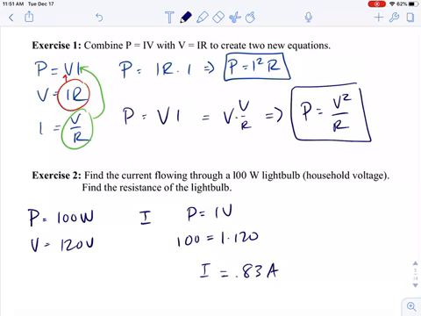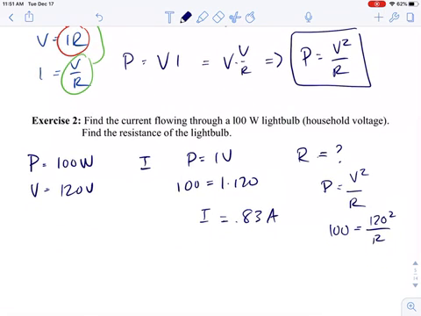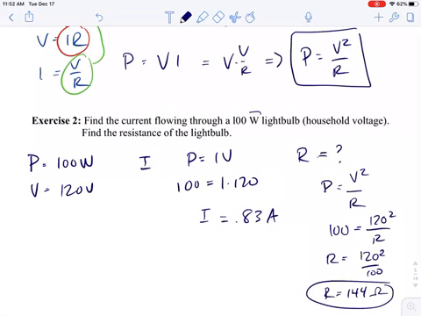I can also find the resistance if I use P equals V squared over R, where P is 100 and V is 120. I would solve that using algebra. I can use the means extremes property to say that R is equal to 120 squared over 100. So I get 144 ohms. So on those household light bulbs, you can figure out what the resistance is by looking at the power.